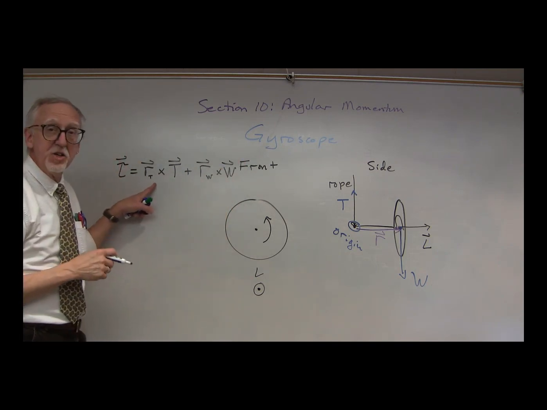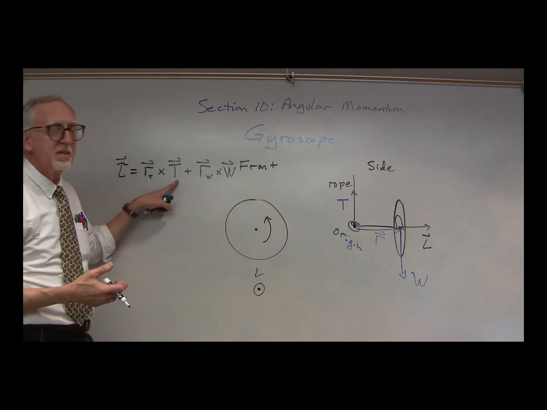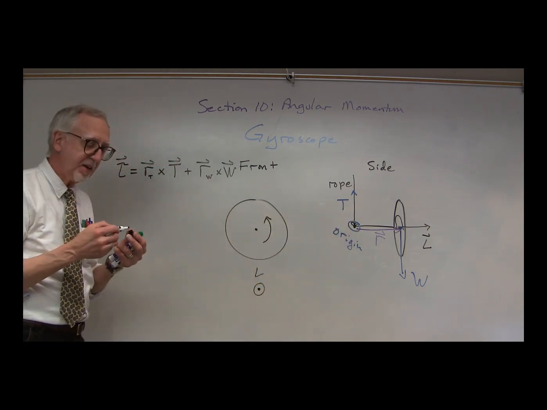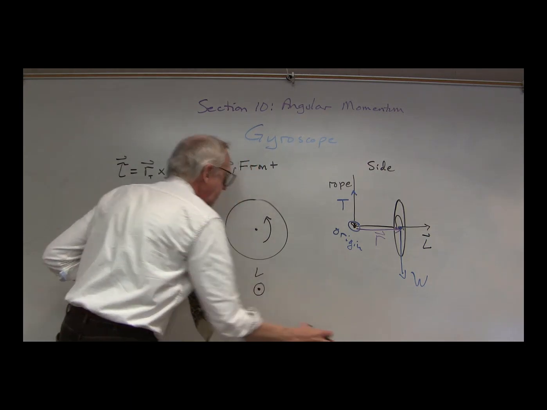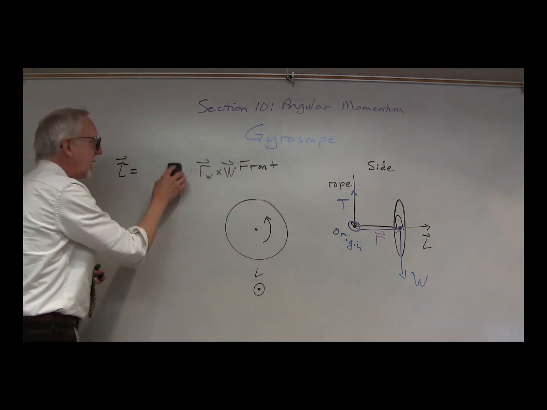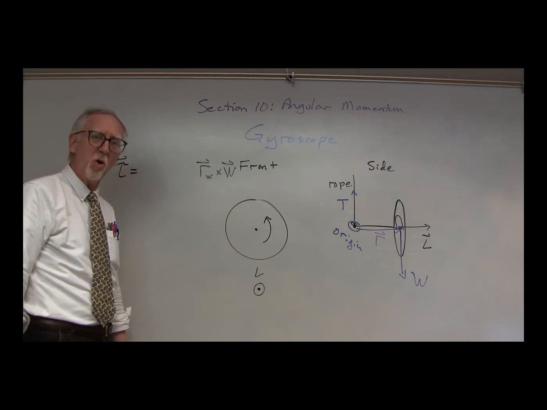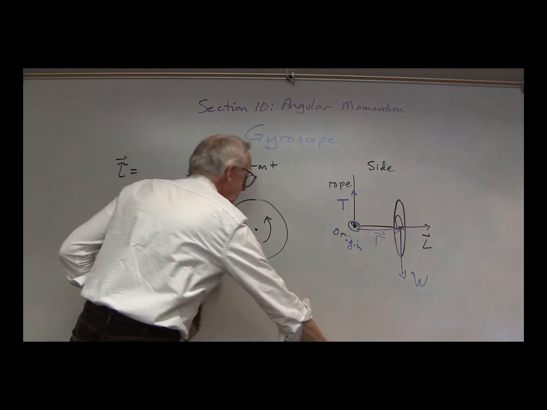But R for the tension is 0, so 0 cross the tension is 0. The tension is going to give rise to 0 torque. There's no torque due to the tension.